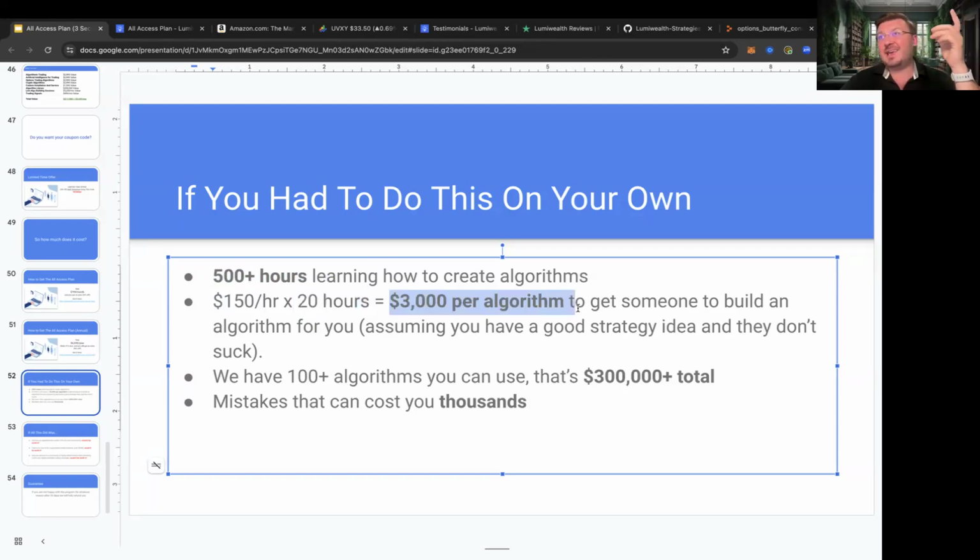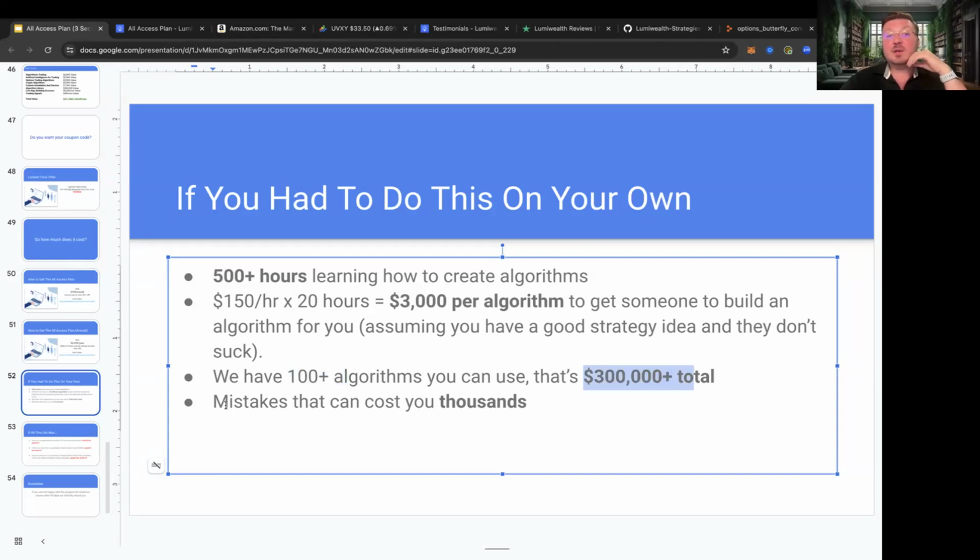So we're talking about at least $3,000 an algorithm. Keith, you're saying 10K. It's probably a little bit more of a complex one, I'm assuming. $3,000 an algorithm, pretty much a given, right? We have over 100 algorithms. So think about 100 times $3,000 an algorithm. That's $300,000 in just our algorithms alone.